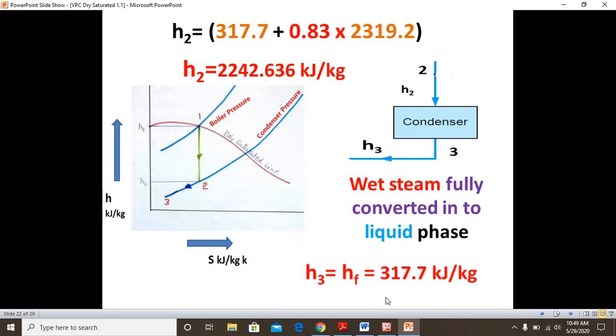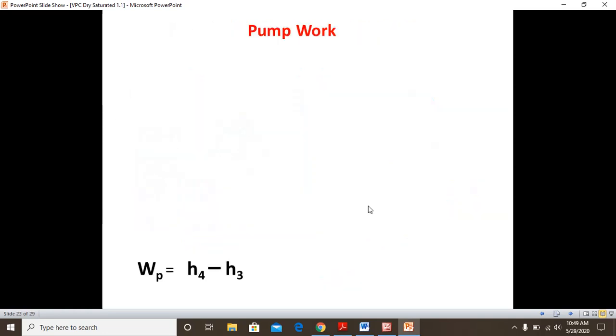Therefore, H3 value is equal to Hf. Already I told you, if you put X value here equal to 0, then it will become 317 kilojoules per kg. Next, you have to go for the pump work. The pump work, how will it be there? See, you have boiler pressure, condenser pressure, enthalpy here H3 and then enthalpy H4. Therefore pump work is equal to H4 minus H3.